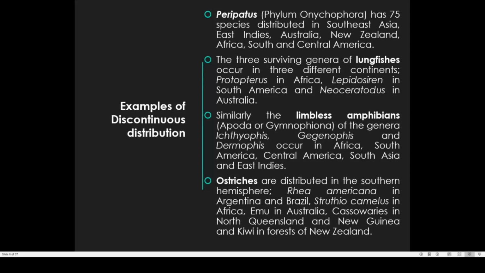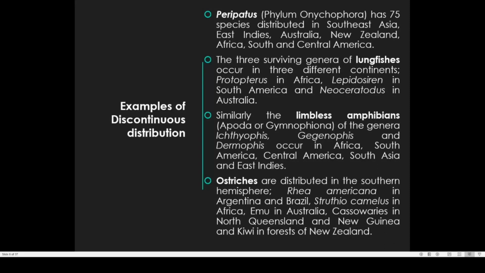Now take the case of ostrich. Ostriches are distributed in the southern hemisphere mainly. There are different varieties of ostrich. One is Rhea americana. It is actually a type of ostrich itself. Rhea americana is present in Argentina as well as Brazil. Then the proper ostrich, known as Struthio camelus, is present in Africa. A modification of ostrich, emu, is present in Australia. Then cassowary is present in North Queensland, that is also in Australia, and in New Guinea. Then kiwi in the forests of New Zealand.